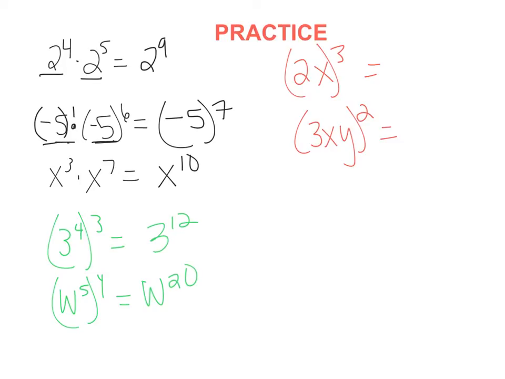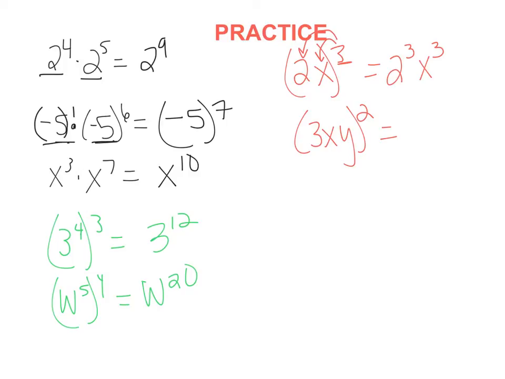And last but not least, we have our double distributive property, essentially, in the first one here. We're going to take our exponent of 3 and we're going to apply it to our base of x, and then our base of 2. So that becomes 2 to the 3rd power and x to the 3rd power.